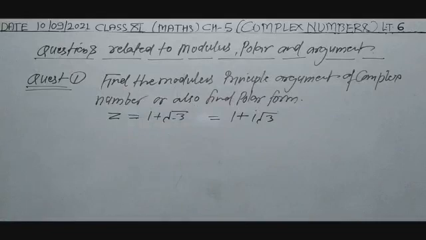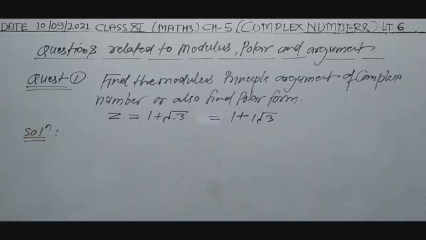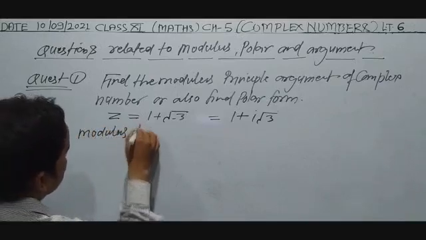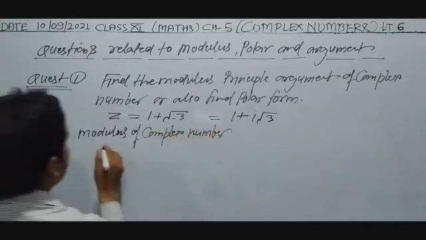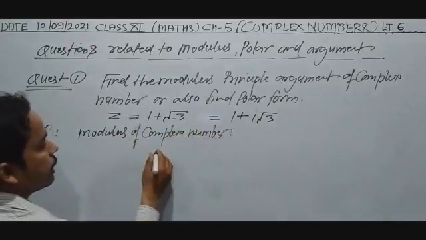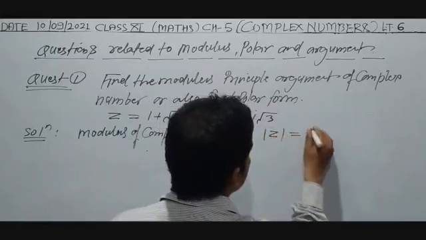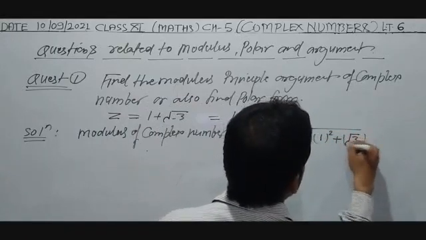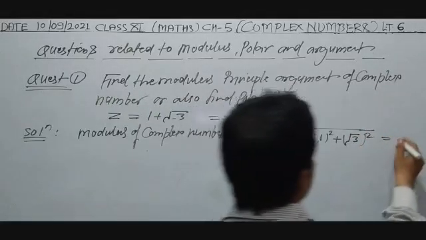Now see the solution. We have to find out the modulus. The modulus of a complex number, mod of z, is equal to root over 1 whole square plus root 3 whole square. This result is 3 plus 1, 4, and the root is 2. So mod of z you will get result 2.